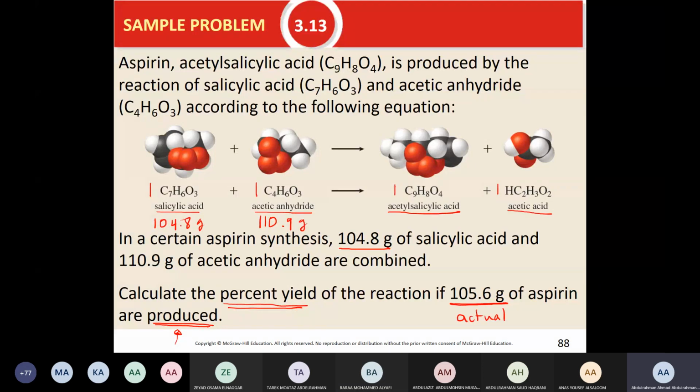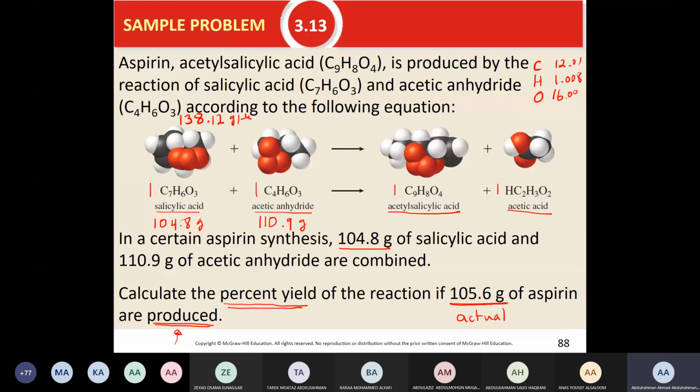Everybody knows that carbon is 12.01. Hydrogen is what? 1.008. And oxygen? 16.00. Look at your periodic table. Okay, tell me the molar mass of salicylic acid, the first one. I will write the mass up for each one. 138.12 gram per mole. Fantastic.